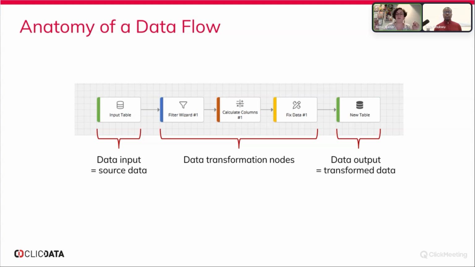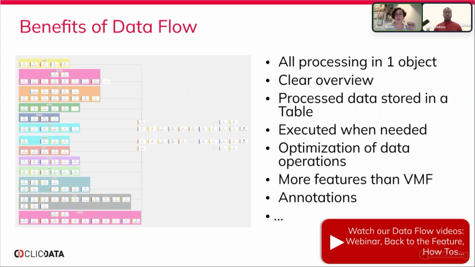And then you add different nodes of transformations. In this example, we have a filter, then a calculated column, and then some operations to fix data and clean it up. Then this data is processed into another type of node, called the output table node. This is where the transformed data will be stored, and this table is actually a physical table in your database. That's the main huge difference with the legacy system with the VMF, where we would not have a processed table at the end of the flow.